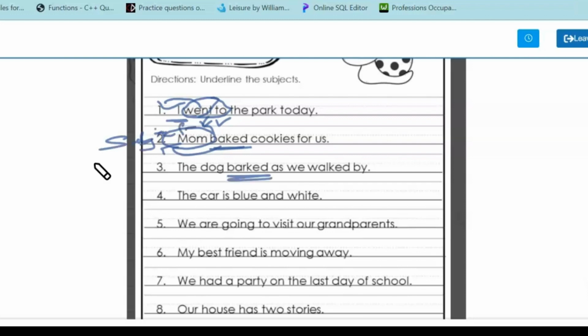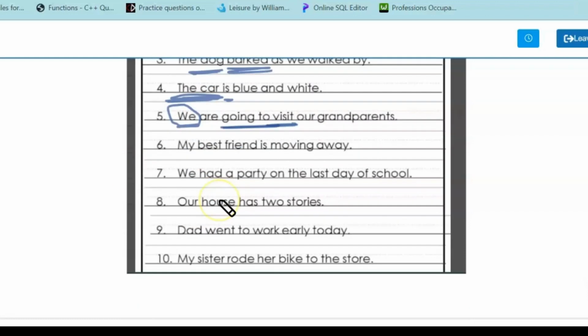Next example, barked, dog. The dog is the subject. The car is blue and white. So you can't see an action happening here. So the subject is the car. We are going to visit our grandparents. So we are the subject. Try out the other examples as well.